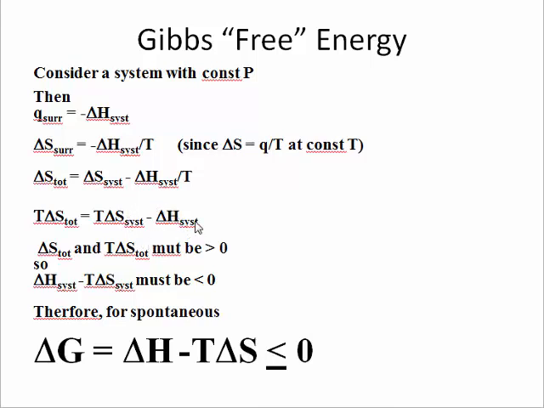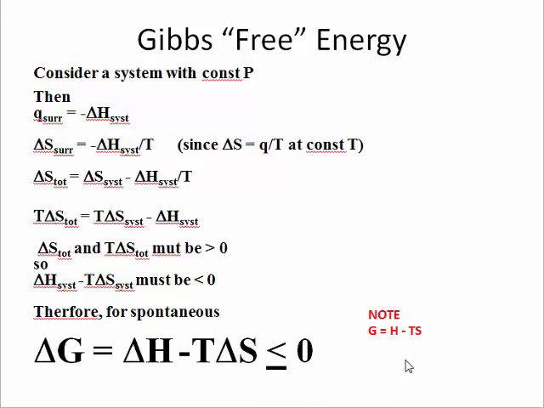So if we take the negative of the right-hand side, delta H minus T delta S, that must be negative for a process to occur, for the process to be spontaneous. Therefore, for a process to be spontaneous at constant temperature, delta H minus T delta S must be less than 0. At constant temperature and pressure, delta G is delta H minus T delta S. This is a definition of delta G, and that must be less than 0.